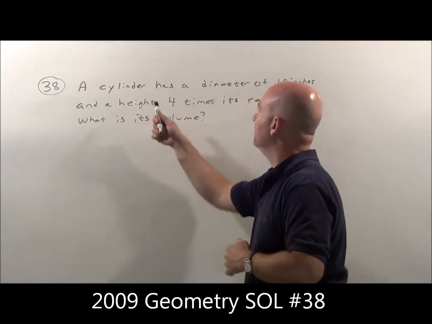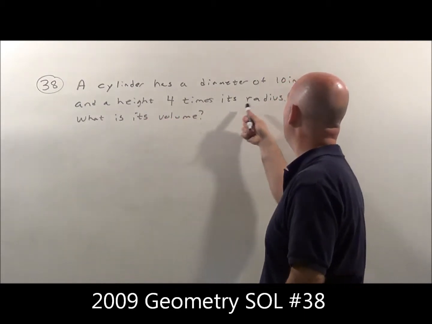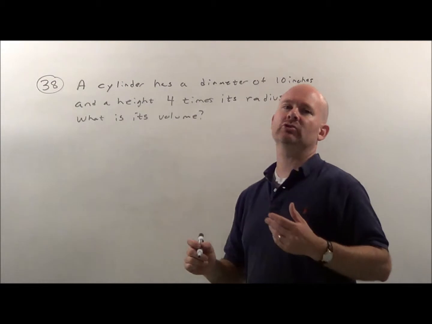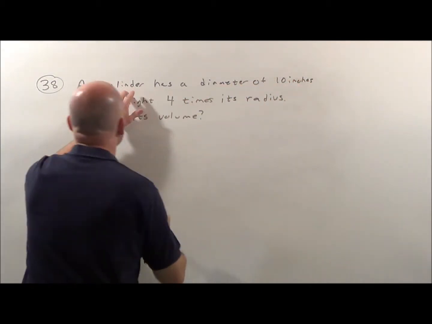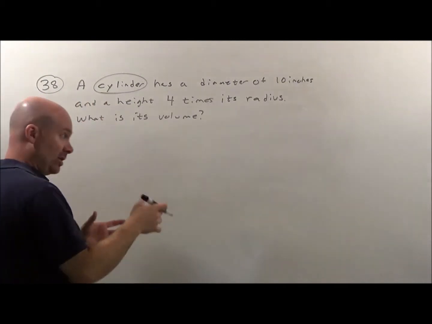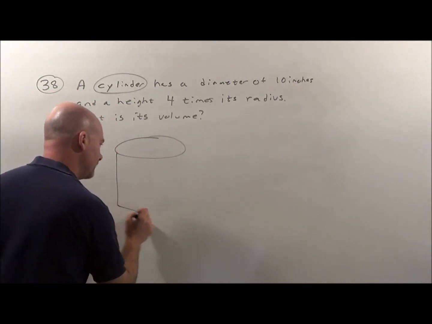Problem 38. It says a cylinder has a diameter of 10 inches and a height 4 times its radius. What is its volume? There's two things they're trying to do here. One, do you know what a cylinder is? So we have to know what a cylinder is. Yes, again, that's like a cup you drink out of. So it looks pretty much like this.